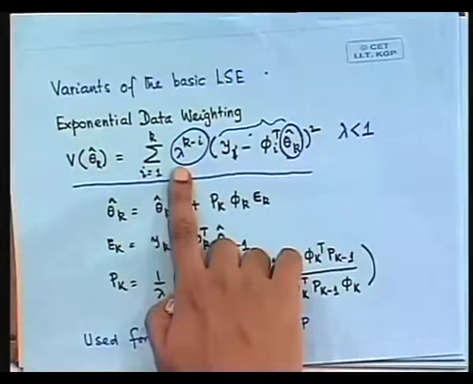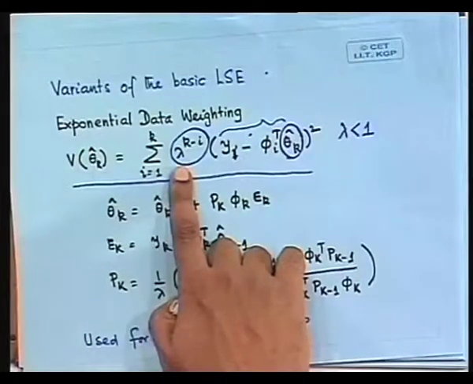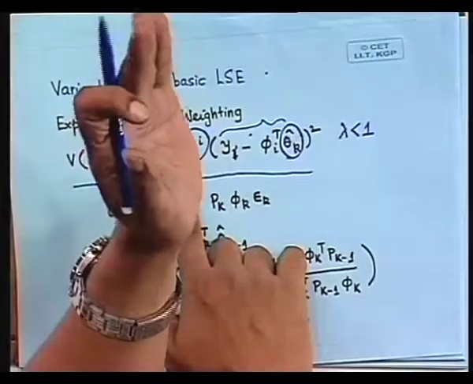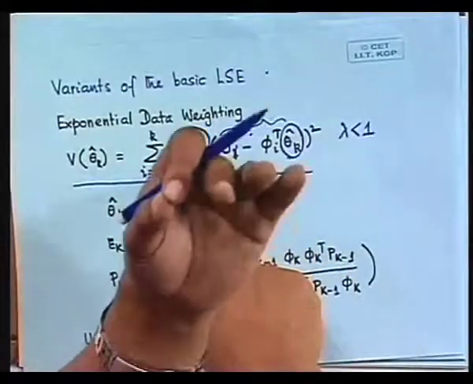So if lambda is less than 1, suppose lambda is 0.6, then when i is equal to k the weight is 1, when i is equal to k minus 1 it is 0.6, then it is 0.36, then it is 0.216. So after some 7-8 samples, there is hardly any weight on the errors in the past, beyond the 7-8 samples. Which means that you are doing this optimization only based on the last, say, 7, 8, 10, 12 samples, whatever you choose. What value of lambda you will choose depends on at what rate you expect your parameters to vary.